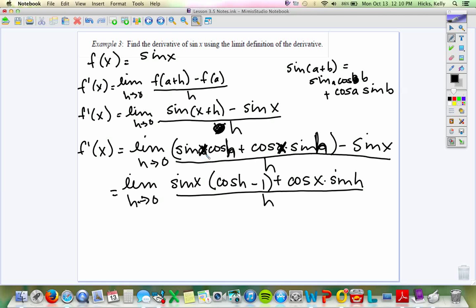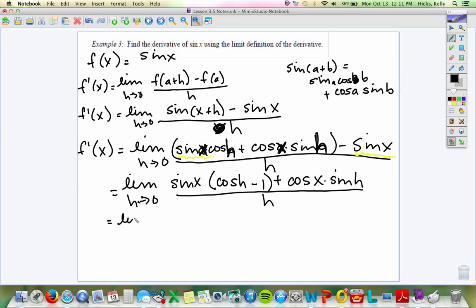And I rearranged the equation so that I could take this sine x right here and this sine x right here out in front. Okay, so I removed the sine x here. I have cosine h. Took the sine x from here. I have a minus 1. Now I still have plus cosine x times sine h. This did not change right here. And then all over h.